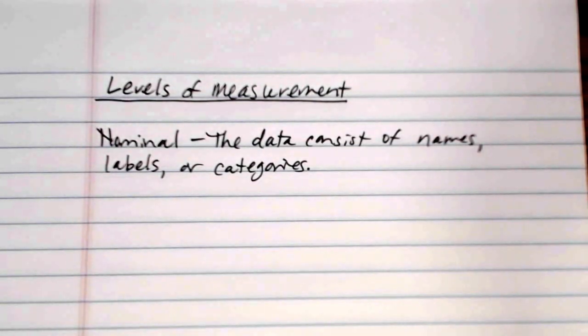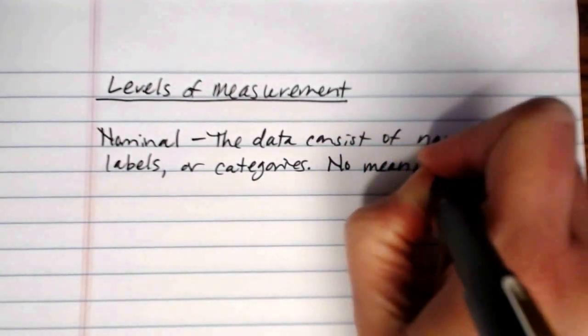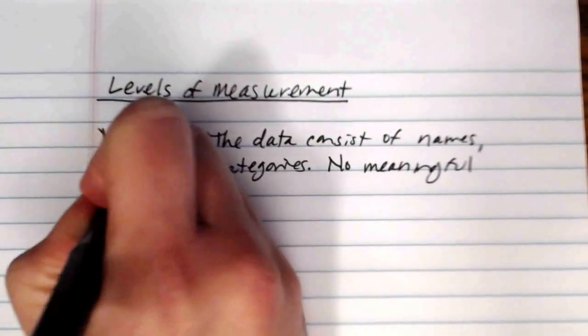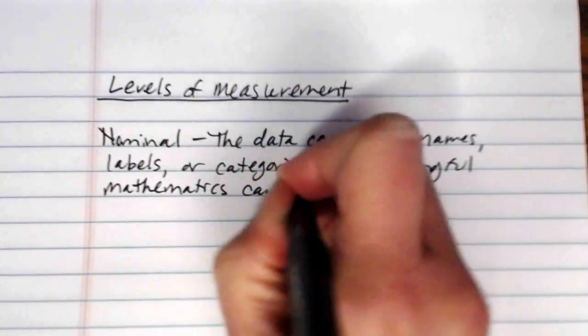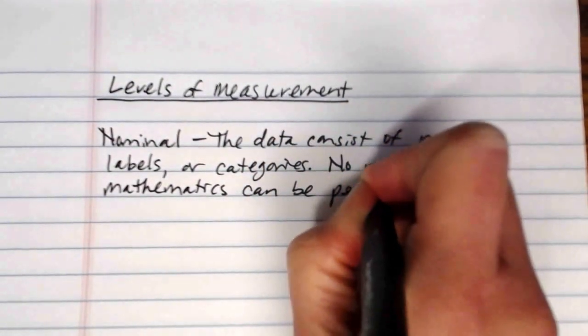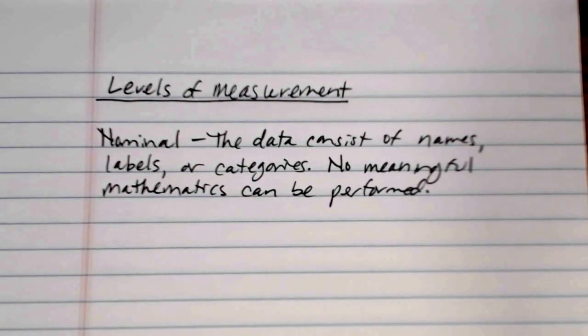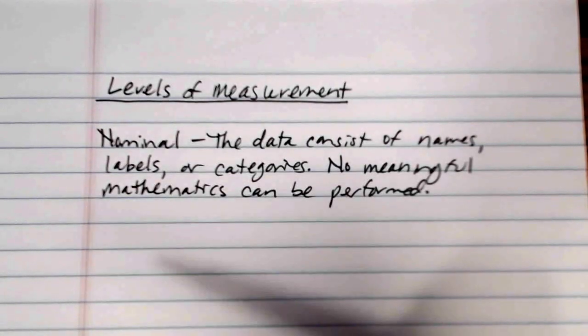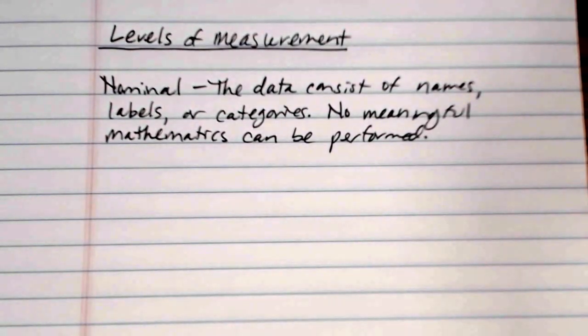And because at the nominal level the data consists of names, labels, or categories, it's the case that no meaningful mathematics can be performed. We can't add and subtract data values. We can't average data values. We can't do any of that with nominal level data because the data are not numeric at this level. Okay, so that's the lowest level of measurement.